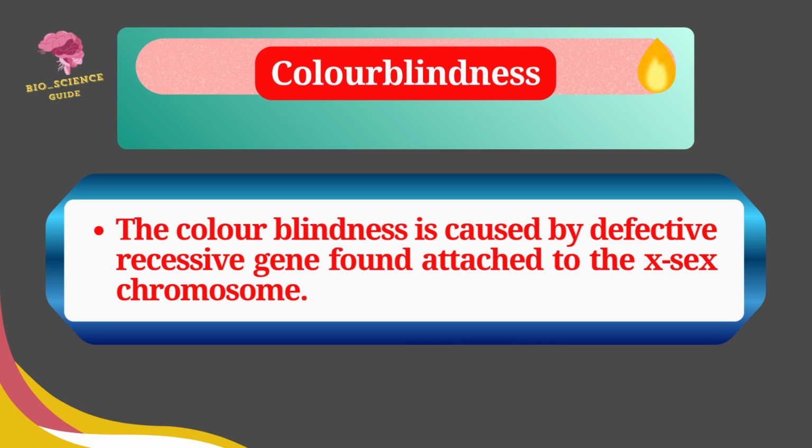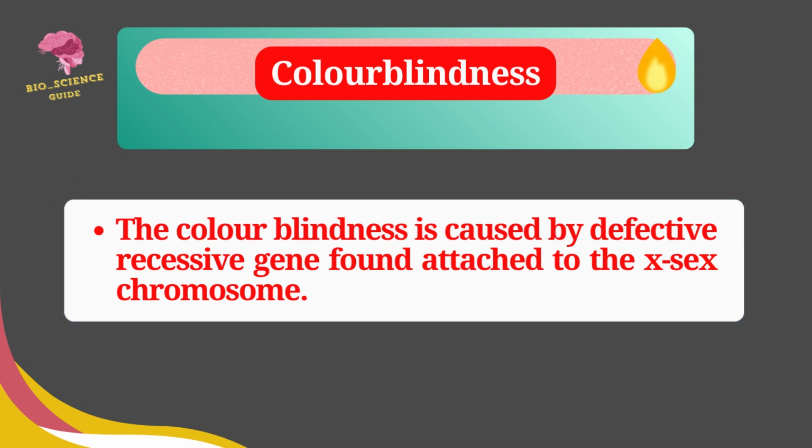Color blindness is a recessive sex-linked trait in which persons are unable to identify red and green color from different groups of color. Color blindness is caused by a defective recessive gene which is found attached to the X sex chromosome, and it is due to the lack of red and green cones.